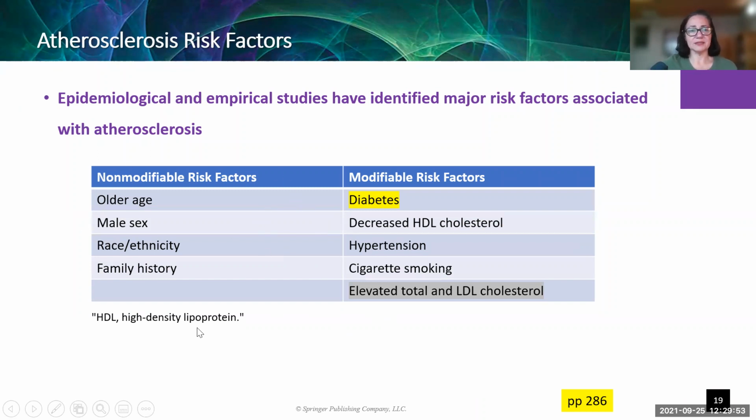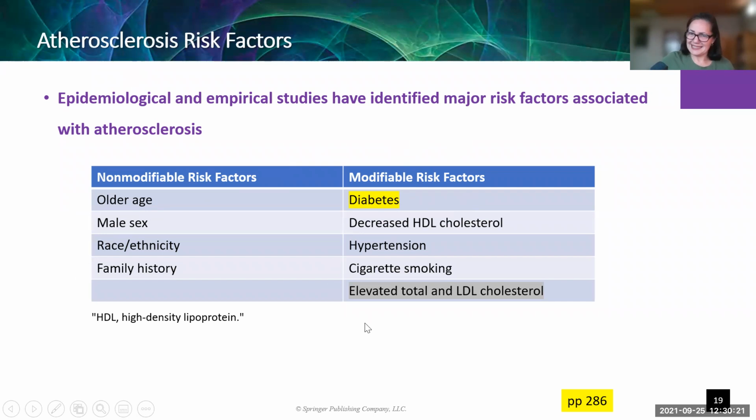Over on the left, I didn't mess with anything. These are non-modifiable risk factors. Can't do anything about them, but be aware, as our patients get older, they're at higher risk. Males, for whatever reason, are at higher risk than females. Some family history, some racial and ethnic groups are at higher risk. Now, over here, some of the modifiable risk factors.